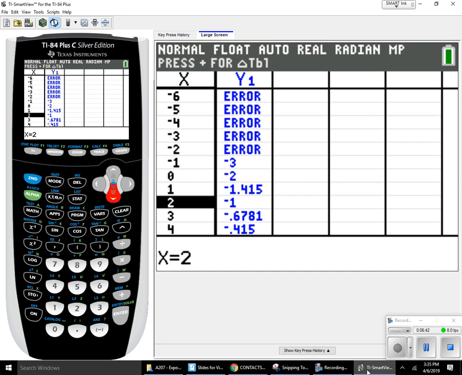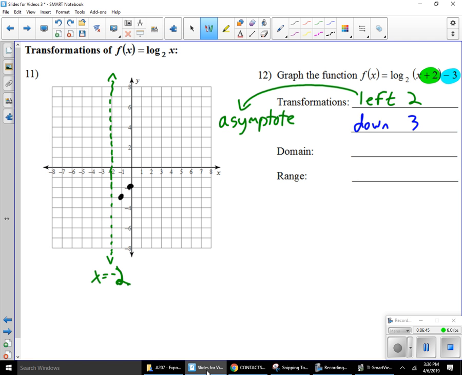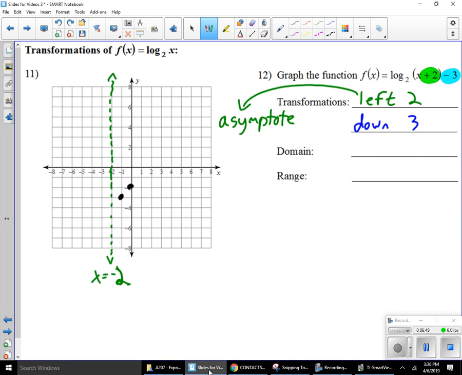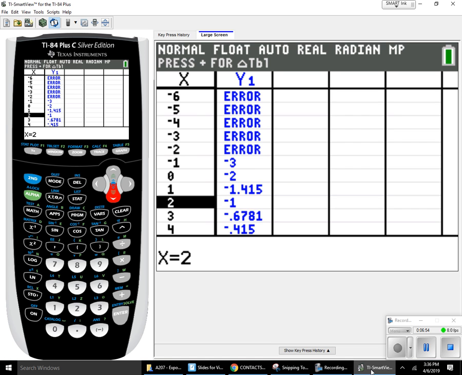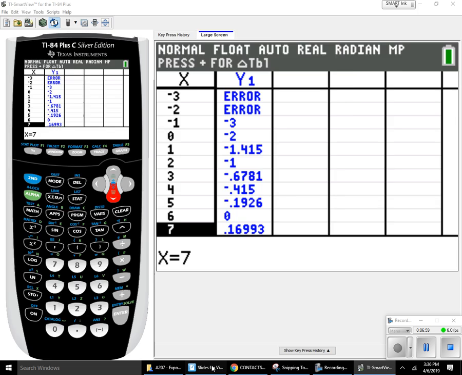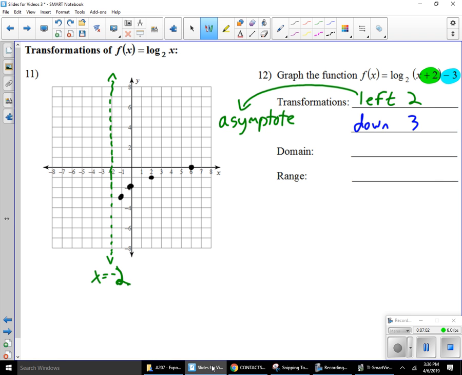Oh, we also got (0, -2). And we got (2, -1). If we scroll down further, we should find one more that fits, do we? Yep, (6, 0). So there we have 4 good points that do fit on our grid. So we want to make sure that we hug this asymptote, but don't cross it, and connect the dots. I missed one of them, but it'll do.